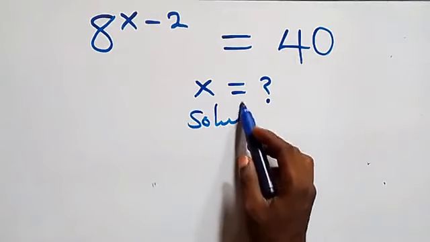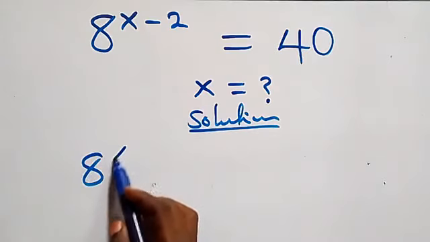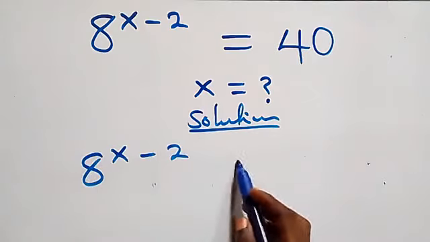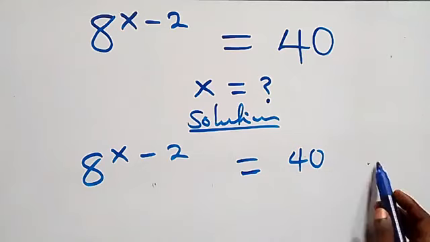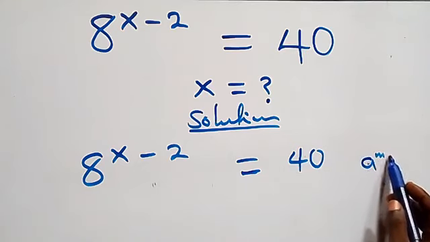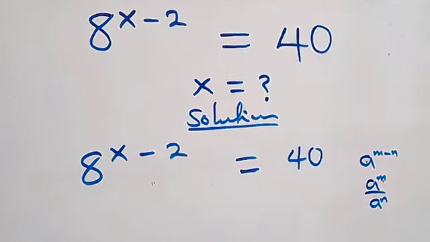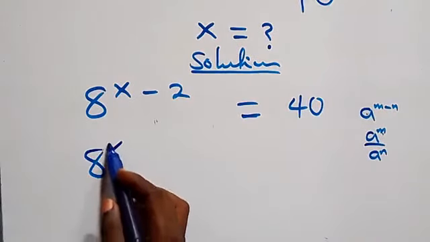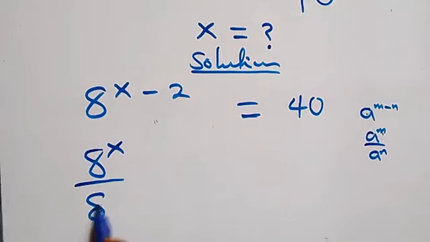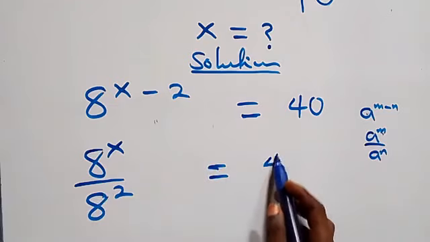Solution from here, from what we have here, which is 8 raised to power x minus 2 equals 40. Next step, what we have here follows when we have a raised to power m minus n, which is the same thing as a raised to power m over a raised to power n. That is, this becomes 8 raised to power x over 8 squared, then equals 40.